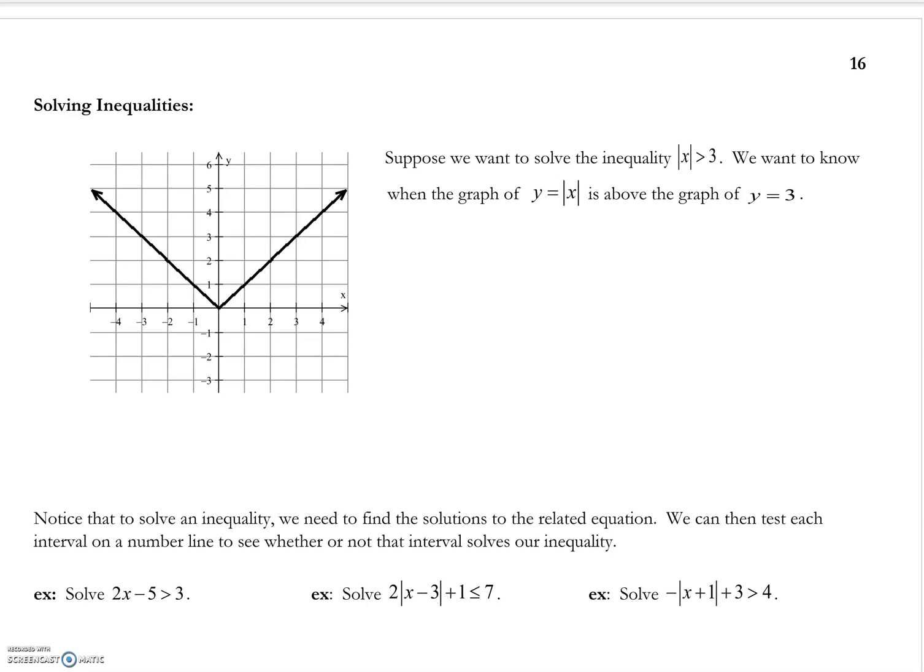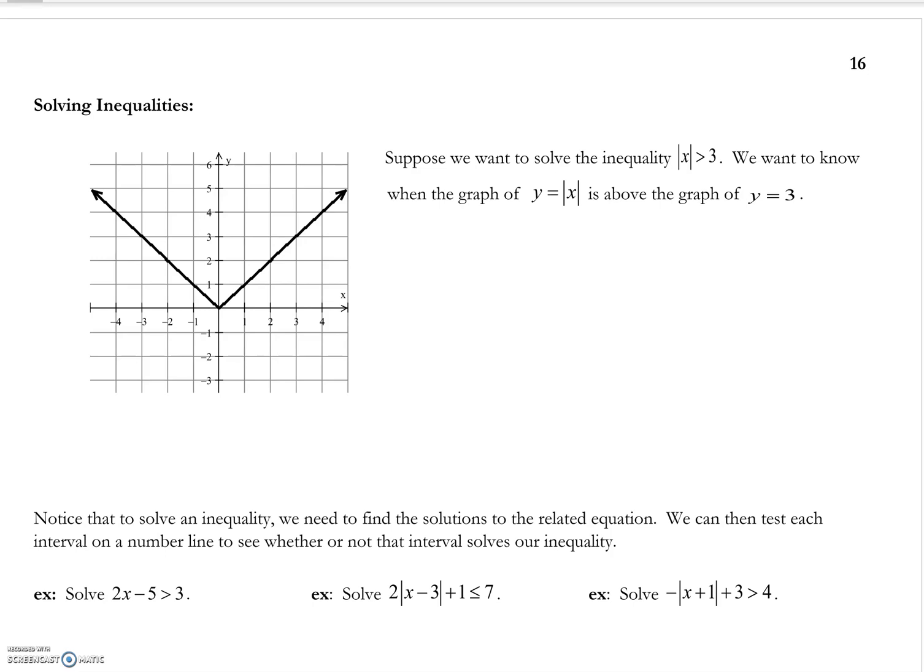All right, moving on in this section, we're going to move from solving just absolute value equations to solving absolute value inequalities. So when I say inequalities, I mean you'll see symbols like greater than or less than, greater than or equal to, less than or equal to. So suppose we want to solve the inequality, the absolute value of x is greater than 3.